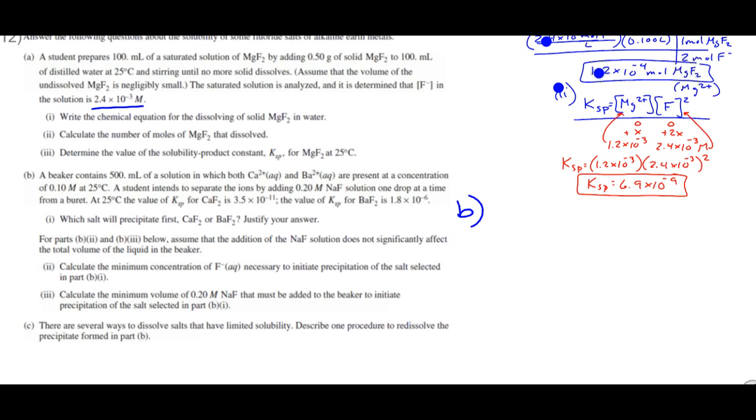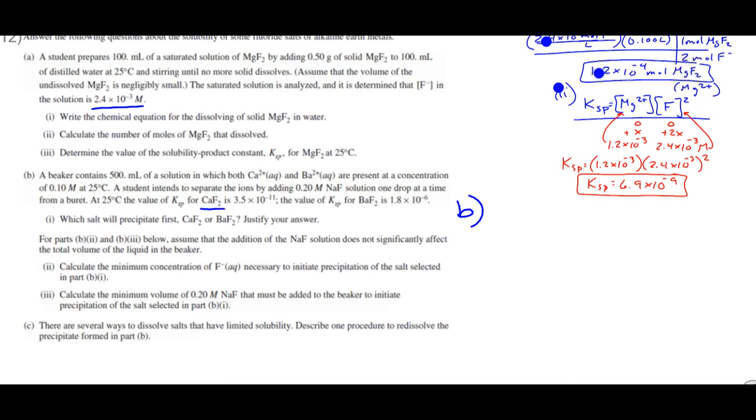So we shift to letter B. It says the beaker contains 500 mL of a solution with both Ca2 plus and Ba2 plus present at 0.1 molar. A student intends to separate the ions by adding 0.2 molar NaF solution, 1 drop at a time from a burette. At 25 degrees, the value of KSP for CaF2 and BaF2 are given.